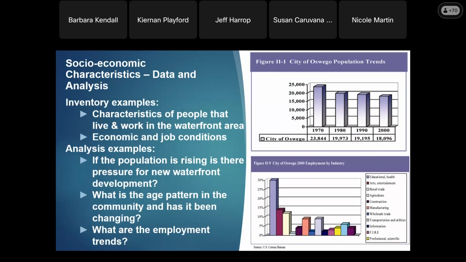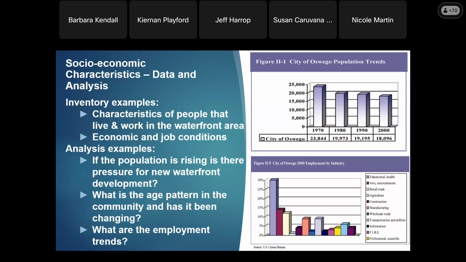Next, you would identify socioeconomic characteristics for the community, also summarizing data and doing an analysis. It's important to understand the characteristics of the people that live and work in the waterfront area and its surroundings, as well as the economic and job conditions. It is difficult to make recommendations about waterfront revitalization without understanding what is going on with the people in the community, such as demographic and economic data and trends. This data should be summarized in a narrative and graphs in the LWRP. Communities should not spend a great deal of time on this.